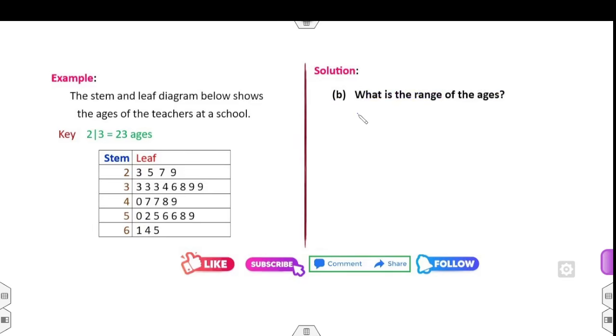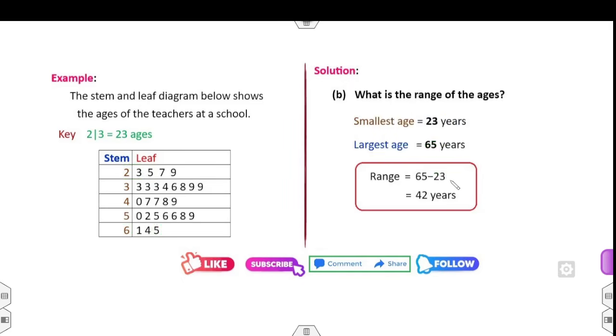What is the range? We all know how to calculate the range. Range means the largest number minus the smallest number. Since the data in the stem and leaf diagram is already arranged in ascending order, what is the smallest number? 23. What is the largest number? 65. So largest number is 65, smallest is 23. If you subtract them, 42 is the range of the teachers' ages.